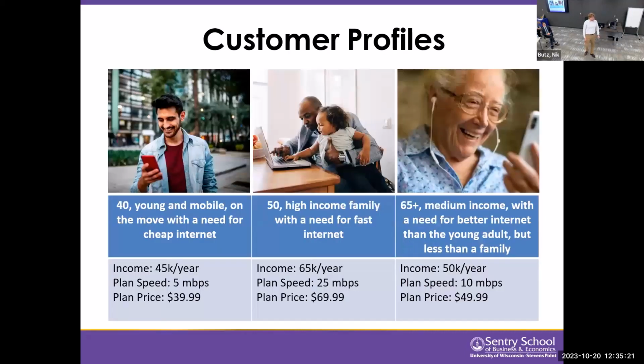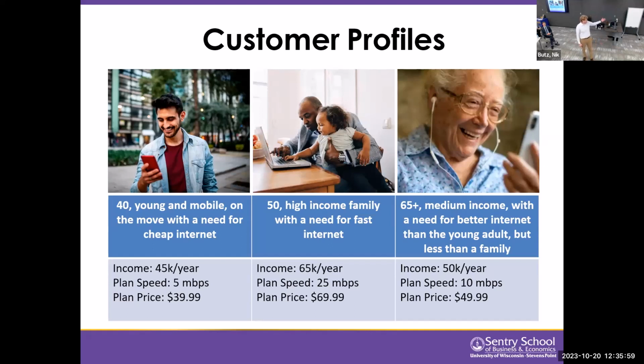So customer profiles. We did a little cluster analysis as well to kind of see what customers we have. And these were the 3 main profiles we came up with. The main one was someone who is 40, young and mobile, on the move. They don't need super fast internet, but they need cheap internet. They usually have an income of about $45,000 a year, a speed plan of 5 megabits, and then plan price about $40 a month. Our second profile is a 50-year-old family, or a 50-year-old with a family who has high income and needs for fast internet. Maybe they're working from home, maybe their kids have schoolwork, they might even be remote for school once in a while. The list goes on.